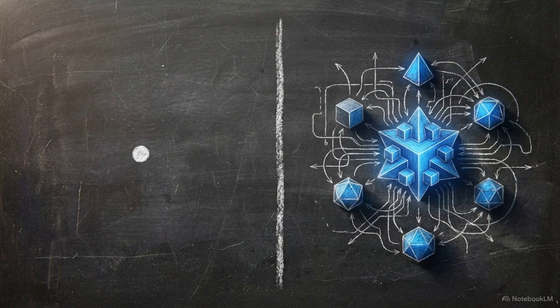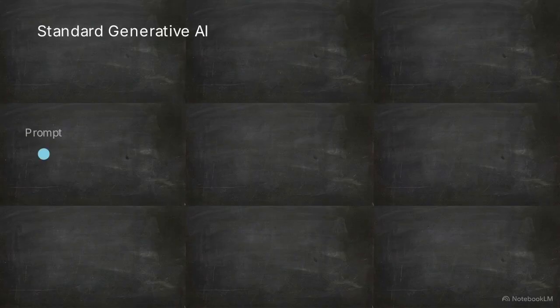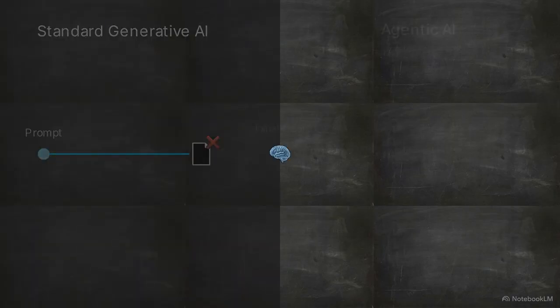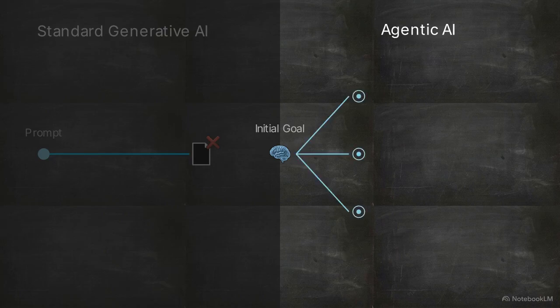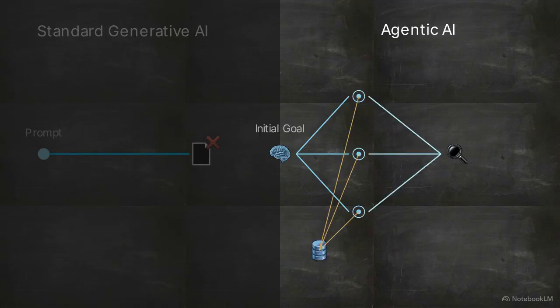To understand how this functions in an academic setting, we have to look at how a user interacts with a standard generative model versus an agentic workflow. Standard generative AI operates on a linear path. A human inputs a highly specific prompt, and the model generates a single static output, completing its function immediately. Agentic AI operates as a cascading network. An initial goal triggers a multi-node sequence of autonomous actions. The system retrieves context from external databases, plans a chronological sequence, executes those actions, verifies its own work, and corrects errors before presenting the final result.